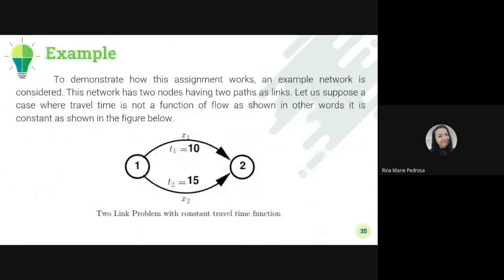To demonstrate how this assignment works, an example network is considered. This network has two nodes, having two paths as links. Let us suppose a case where travel time is not a function of flow. In other words, it is constant, as shown in this figure. So we have a two-link problem with constant travel time function, 10 and 15.